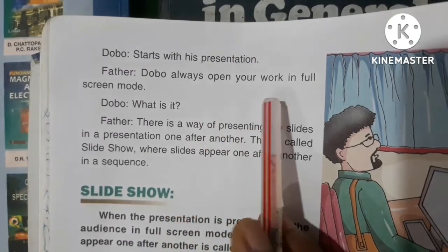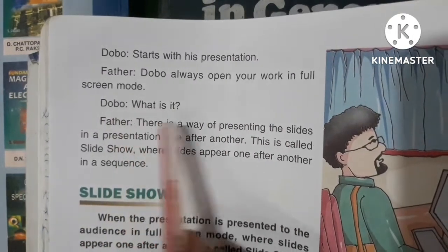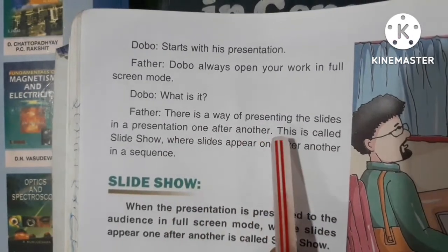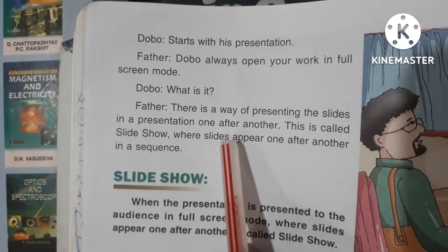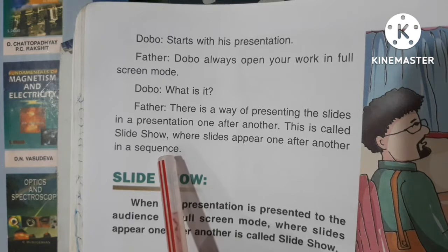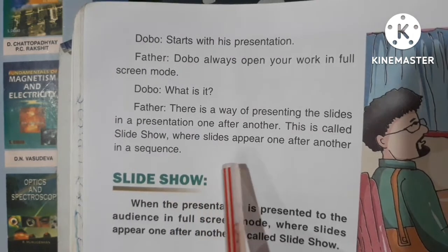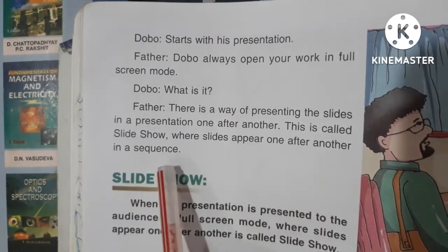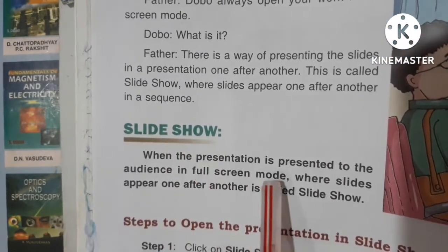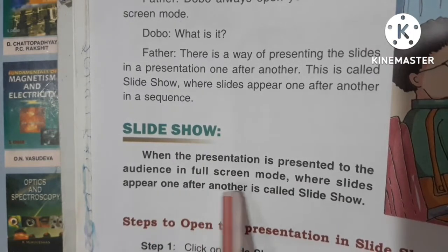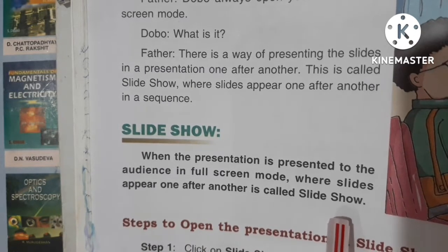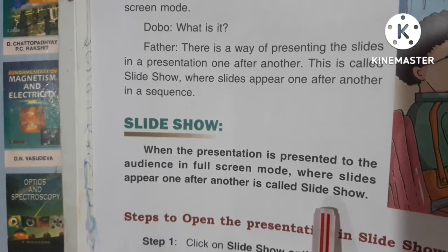Dobo, always open your work in full screen mode. Father, there is a way of presenting the slides in a presentation one after another. This is called slideshow, where slides appear one after another in a sequence, in a row. When the presentation is presented to the audience in full screen mode, it is called slideshow. You are understanding what is slideshow.